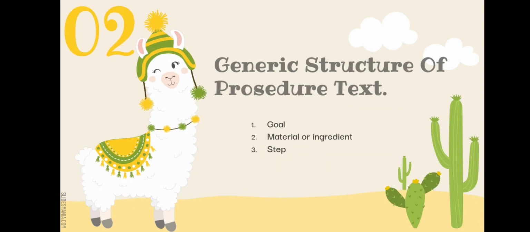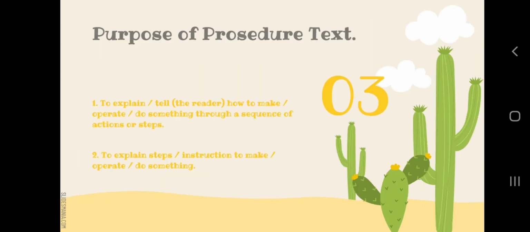The second is the generic structure of procedure text. What is the generic structure of procedure text? The first is goal, the second is material or ingredients, and the last is steps. The third is the purpose of procedure text. What is the purpose of procedure text? The first is to explain or tell the reader how to make or operate or do something through a sequence of actions or steps. The last is to explain steps or introduce how to make or operate and do something.